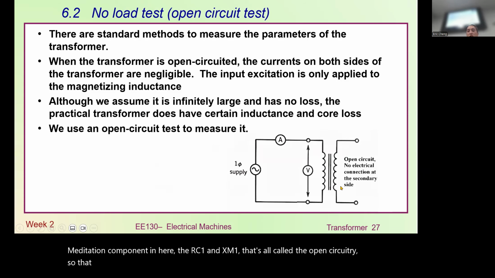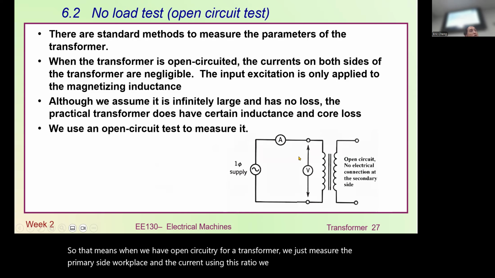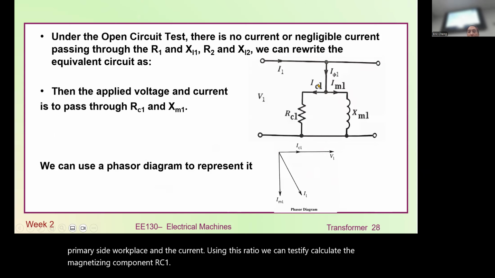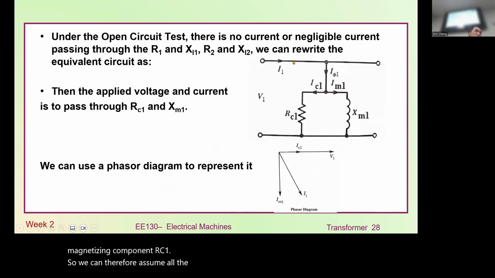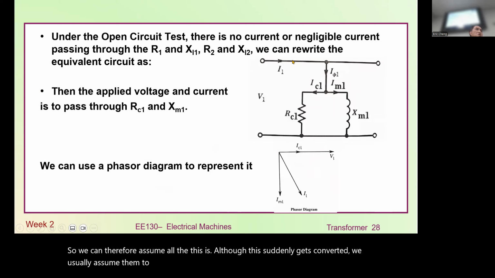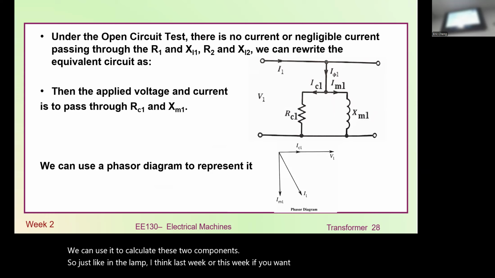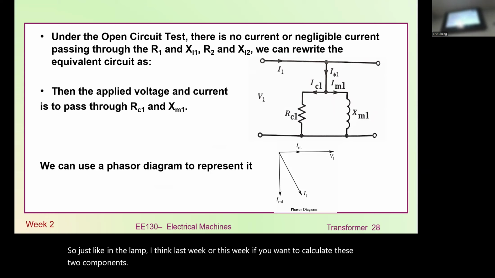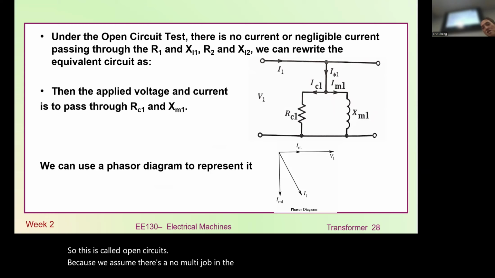So when we have an open circuit for a transformer, we just measure the primary side voltage and the current. Using this ratio, we can calculate the magnetizing component RC1. Although there's some leakage component, we usually assume it to be small and negligible. So this voltage and this current, we can use to calculate these two components. Just like in the lab, I think last week or this week, if you want to calculate these two components, the magnetic core loss and also the magnetizing inductance of the transformer, you just measure the voltage, measure the current, and then you can estimate these two components. This is called the open circuit test, because we assume there's no voltage drop in the series component, in the leakage component.